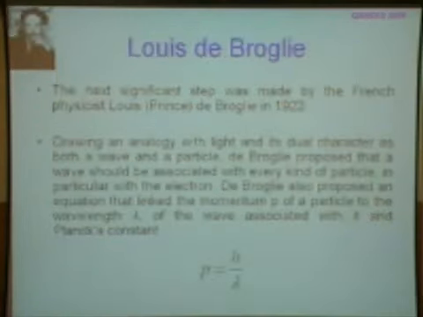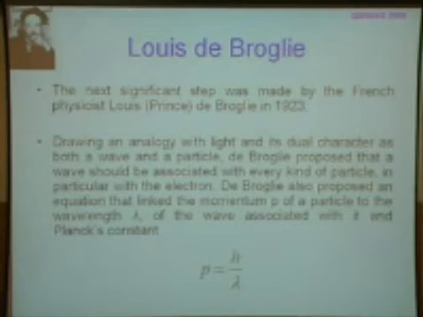The next significant step was made by the French physicist Louis de Broglie in 1923. Drawing an analogy with light and its dual character as both a wave and a particle, de Broglie proposed that a wave should be associated with every kind of particle, in particular with the electron. De Broglie also proposed an equation that linked the momentum p of a particle to the wavelength lambda of the wave associated with it and Planck's constant. So p is h upon lambda.